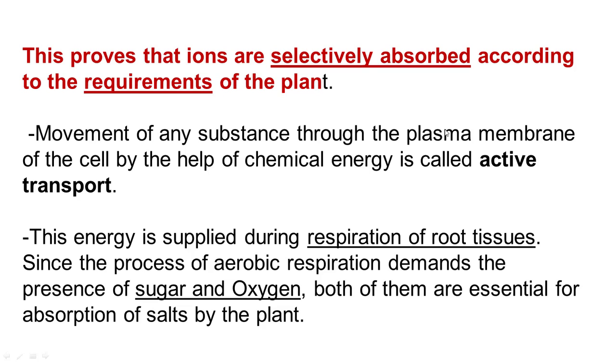Movement of any substance through the plasma membrane of the cell with the help of energy is named active transport. This energy is supplied during respiration of root tissue, since the process of aerobic respiration depends on the presence of sugar and oxygen. Finally, it comes from cellular respiration.